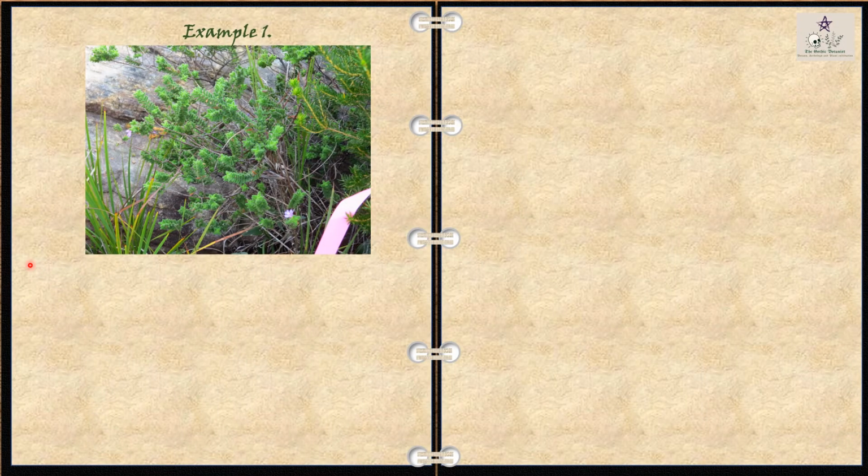Oops, I think I froze for a second there. So we're just going straight into an example. Example 1. Here's a plant, grows in Sydney. It's a threatened species actually. It's at risk of extinction in the wild, and it's just one I worked on.